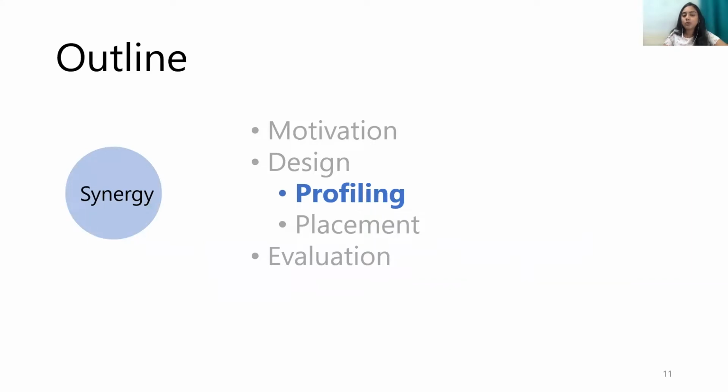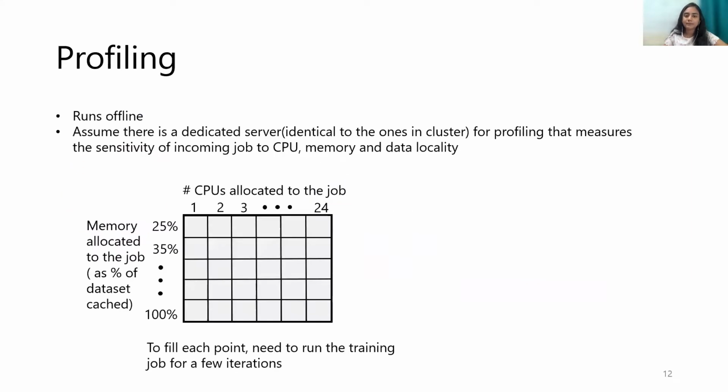So we'll talk about both of these aspects in a bit more detail. Profiling in Synergy happens in an offline fashion. In the profiling phase, we want to measure the sensitivity of the job to its CPU and memory requirements, and basically fill up a matrix of this sort here, where we record the job's performance for different combinations of CPU and memory. But as you can guess, to fill up each data point in this matrix, we need to run the job for a few iterations. And this can quickly become prohibitive in terms of profiling time.